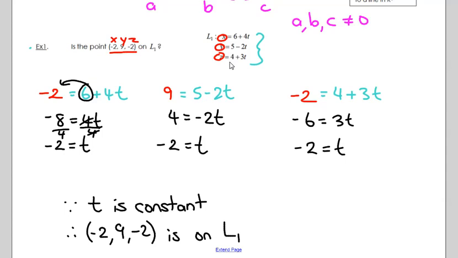If your parameters are different, even if one is different, like 2 of them can be the same and one of them can be different, it doesn't matter. They have to all be consistent, and that's how you would know that that point is on the line, like it's lying on the line, instead of just floating around the line.